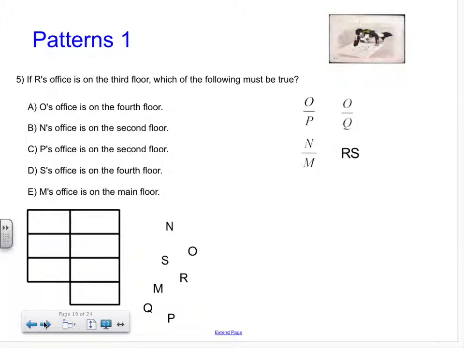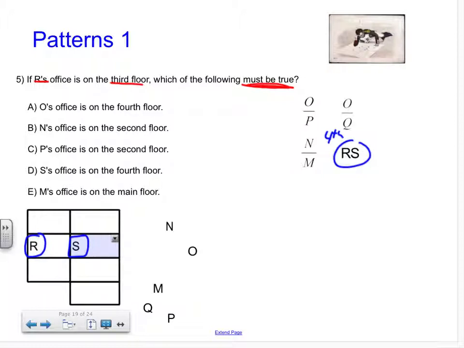If R's office is on the 3rd floor, then which one of the following must be true? So R's office is on the 3rd floor. Which one of the following must be true? So we're looking for alternative solutions if they are possible. So R is on the 3rd floor. And if we know R is on the 3rd floor, S is on the 3rd floor based on the 4th condition. It's also a good idea to place boxes around the letters to constrain them there.